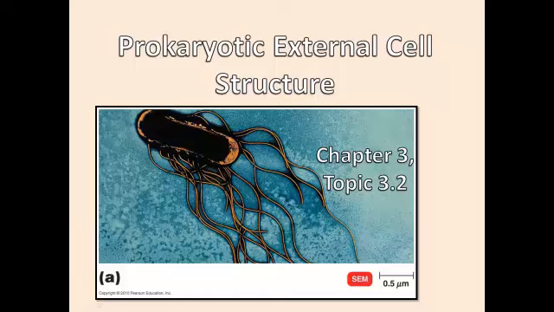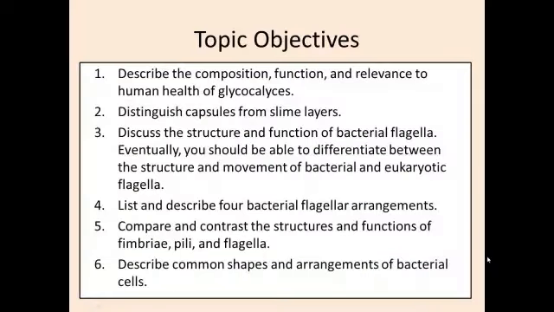So here we are at Chapter 3, Topic 3.2, Prokaryotic External Cell Structure. For this topic, we have a lot of objectives. So let's go through. Describe the composition, function, and relevance to human health of glycocalyxes.